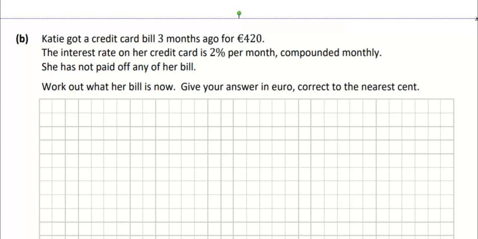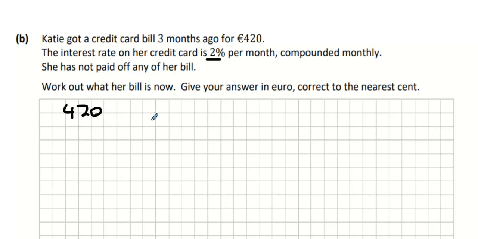Okay, so what happens every month is that it basically gets increased by 2% each month. So you can do 420, and what you can do is you can multiply it by 102%.